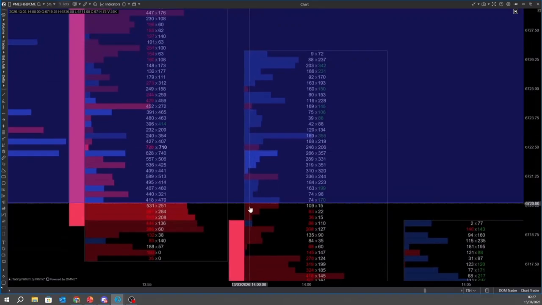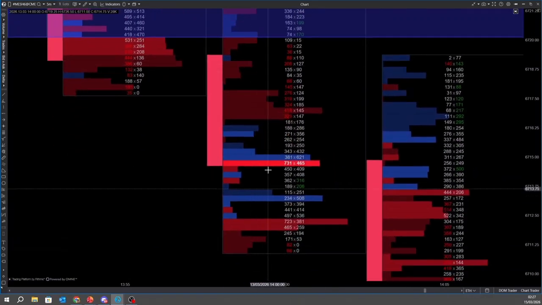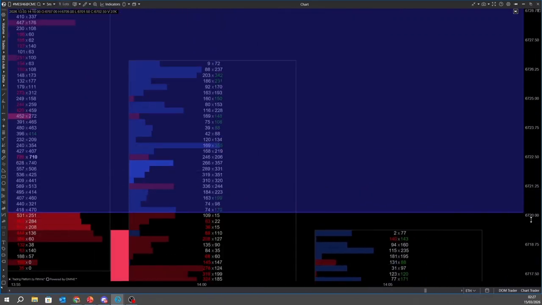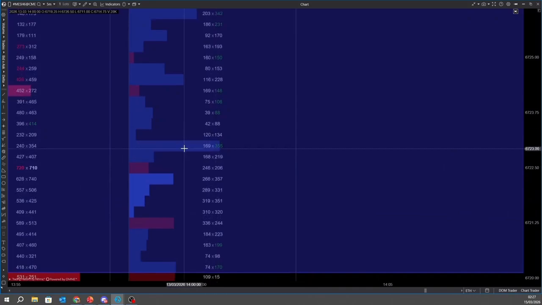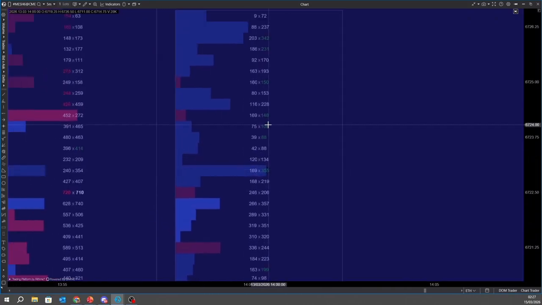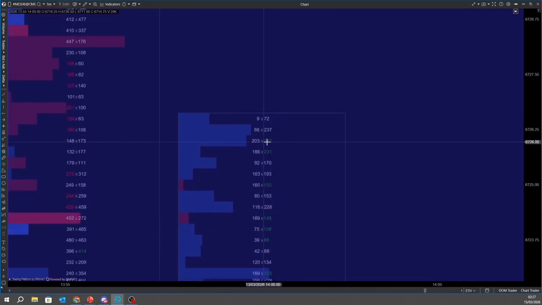Look, right? So here we see a wick rejection, huge break to the downside. So again, we see 169 for 355, right? Blue delta. We see 203 for 342. We see 9 for 72.